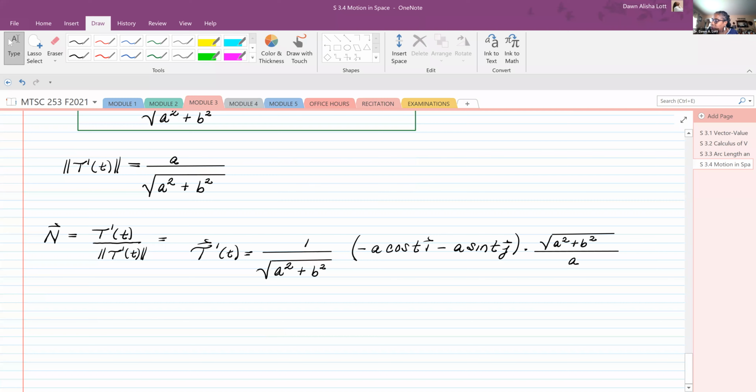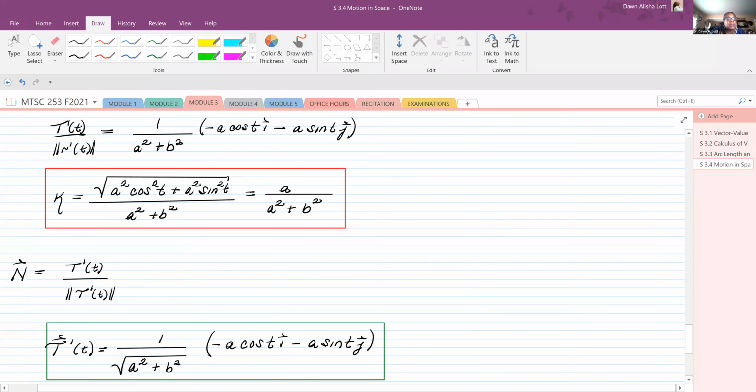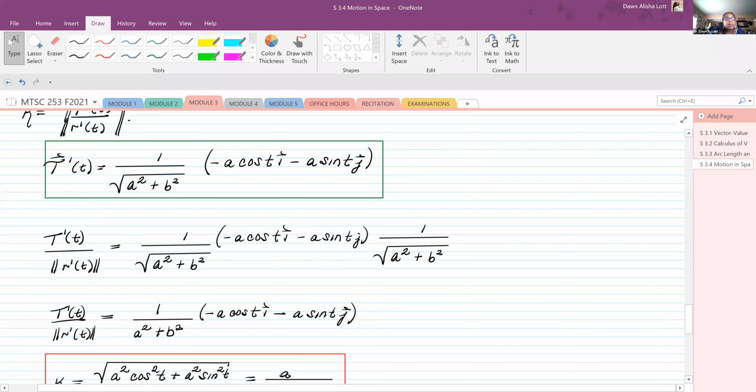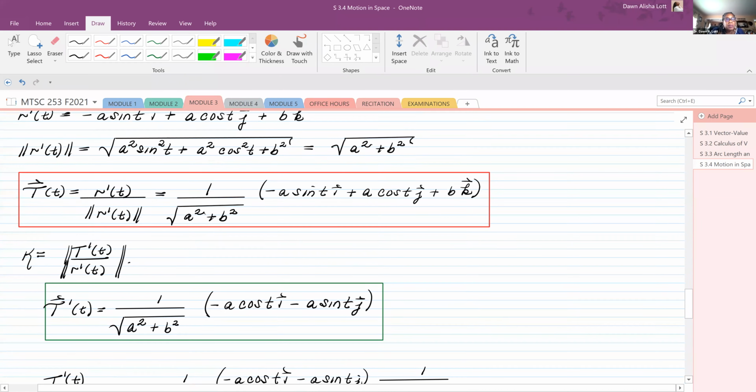So when all is said and done, the normal just turns out to be negative cosine t i minus the sine of t j. And again, if you take n and dot it with t, wherever t is, that's t prime, there's t, you will get 0.